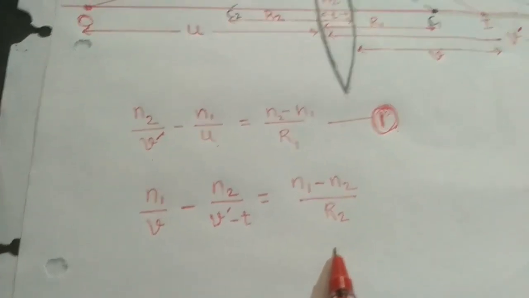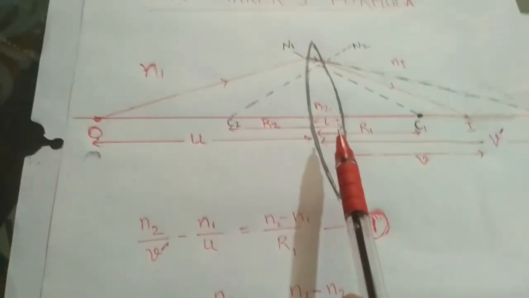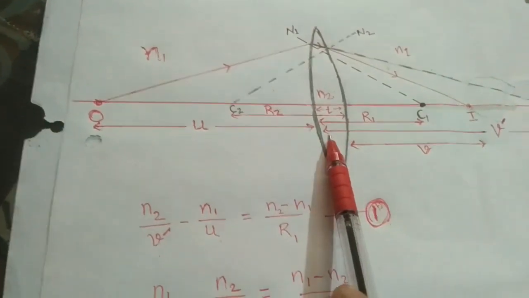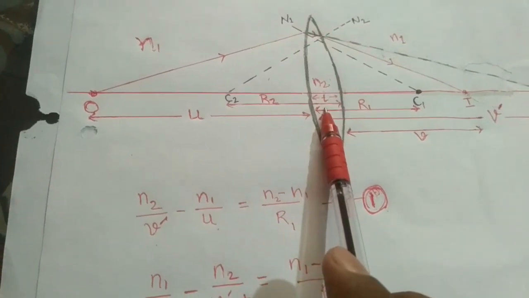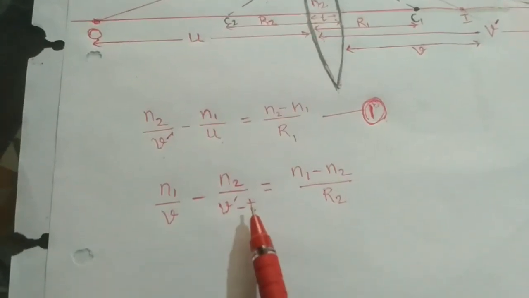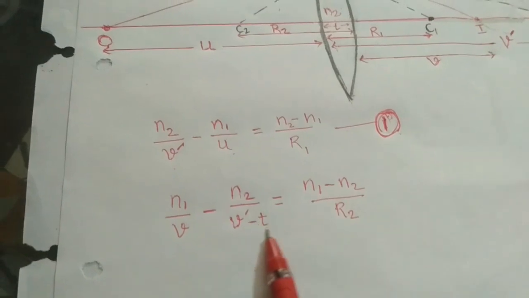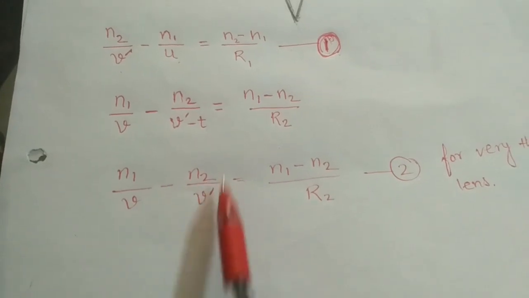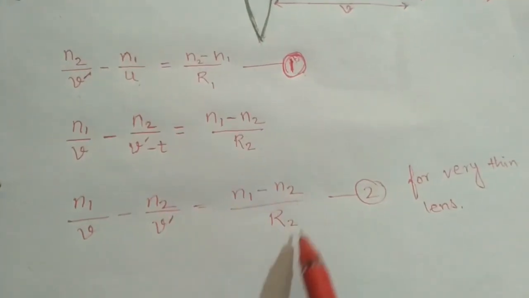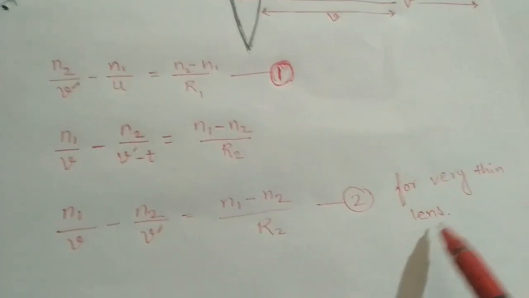Now consider the thickness of the lens is very small, meaning negligible. So small t can be neglected. So we can write this equation without t. I am considering t is very small. So this equation can be written as N1 upon V minus N2 upon V dash, t is negligible, equals N1 minus N2 upon R2 for a very thin lens.